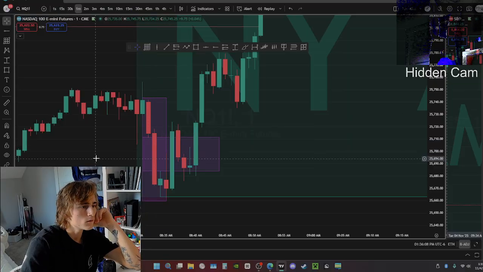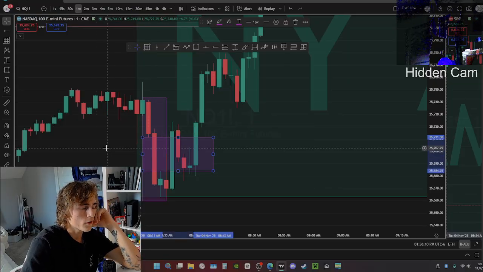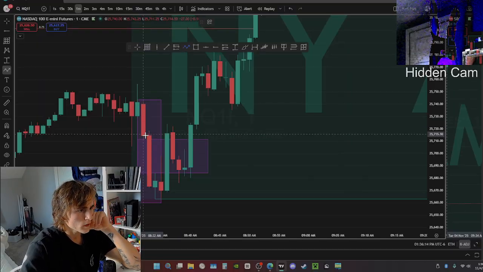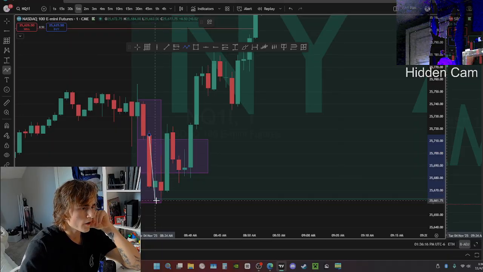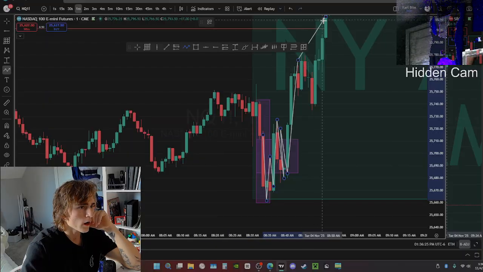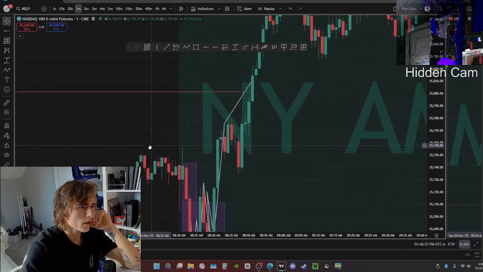Okay? What does price do? Price creates this gap. Okay? Comes down here. And then we come up, back down. We fill it a couple times, and then eventually we shoot out and we target higher. Okay? That is what happens.